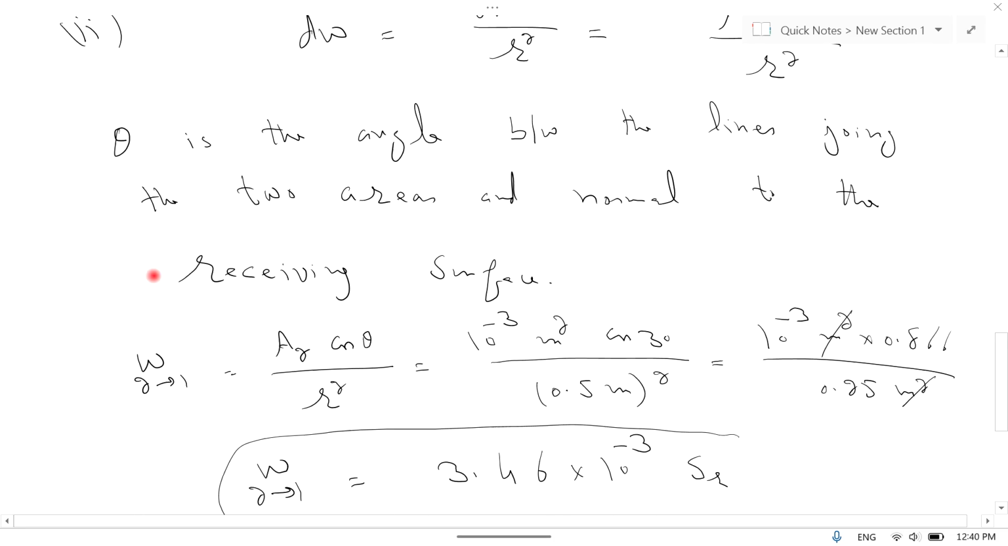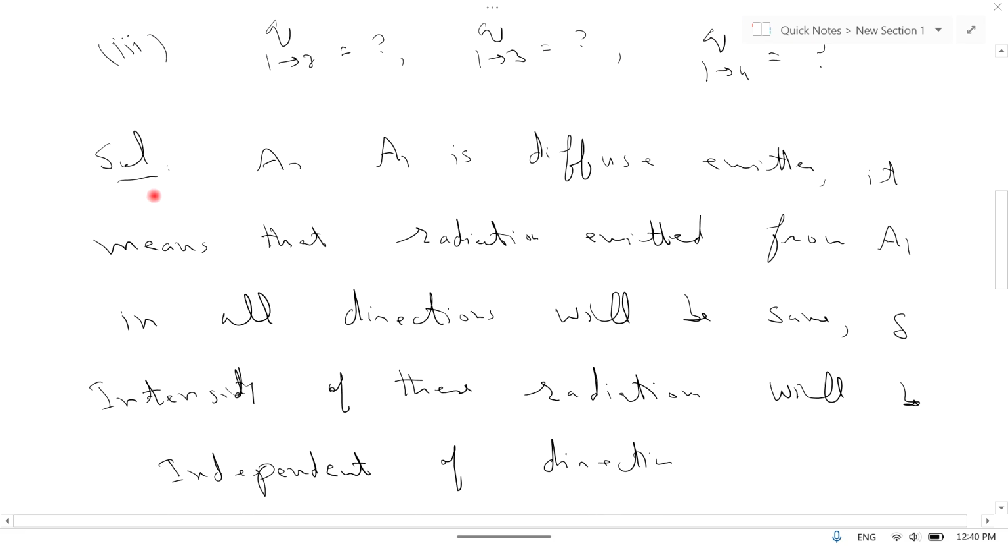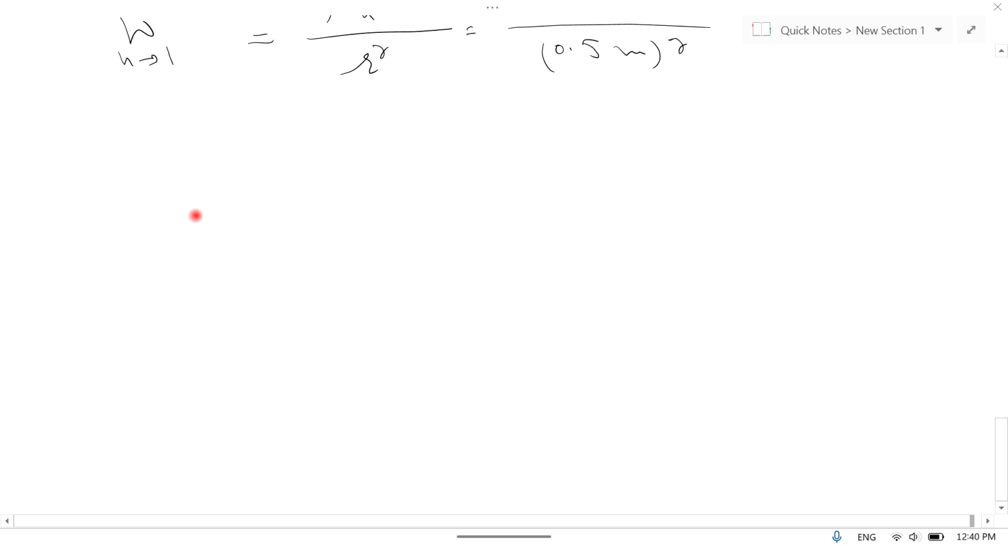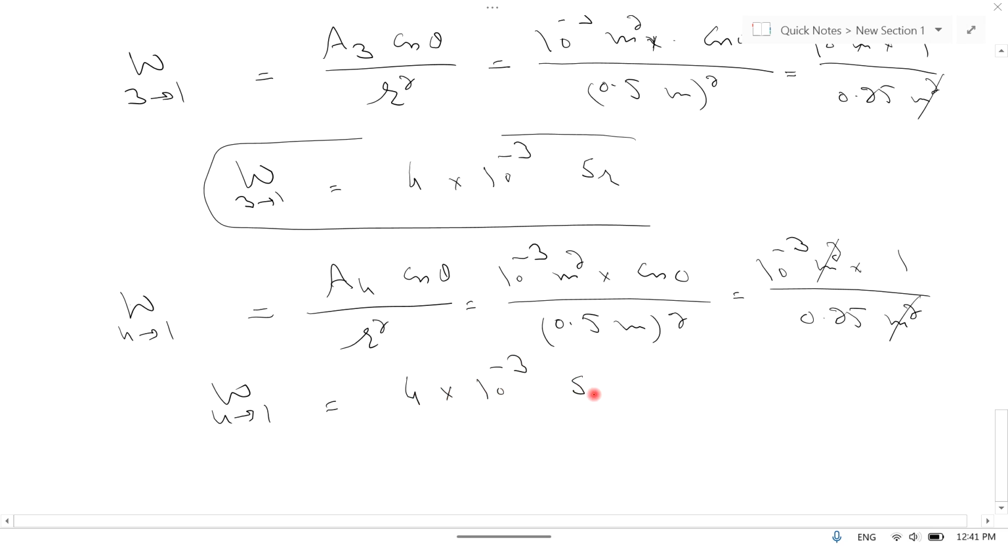Now let me check this angle between A1 and A4. This is the line joining A1 and A4, and this is also normal to A4. Both are in the same line, so the angle is 0 degrees. So this is cos 0, so 10 power minus 3 square meter. Cos 0 is equal to 1. This is 0.25 square meter. Square meter will be cancelled with square meter. So the solid angle subtended is 1 divided by 0.25, which is 4 multiplied by 10 power minus 3 steradian, and steradian is the unit of solid angle.